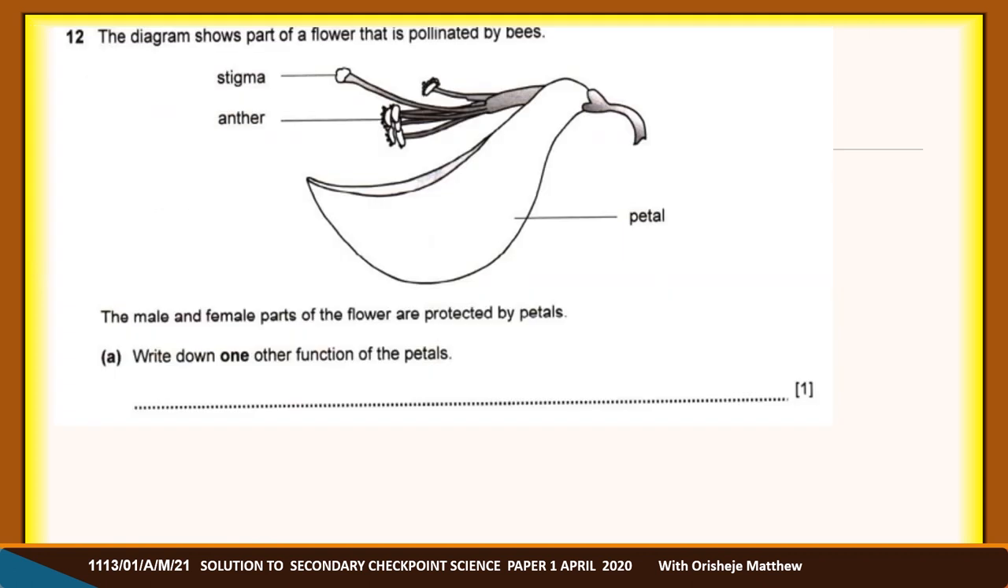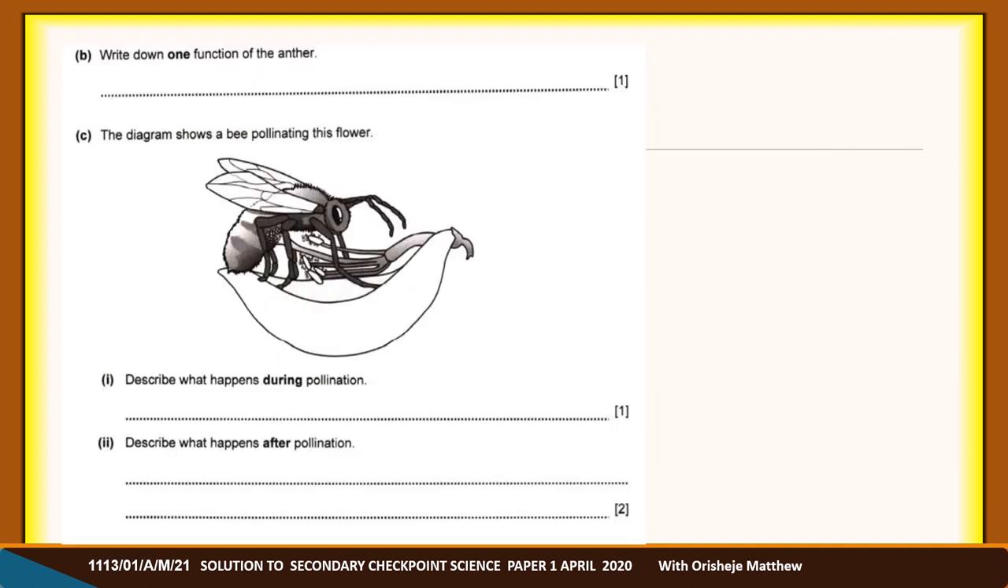Question 12. The diagram shows the part of a flower that is pollinated by a bee. The male and the female parts of the flower are protected by petals. Write down one function of petals. Attract insects to pollinate the flower. Write down one function of the anther. Produce pollen grains.